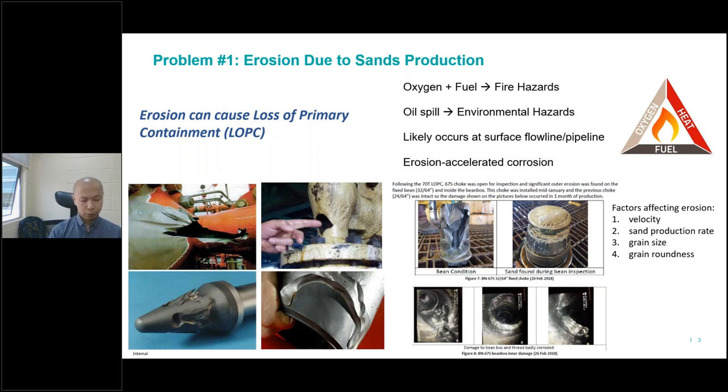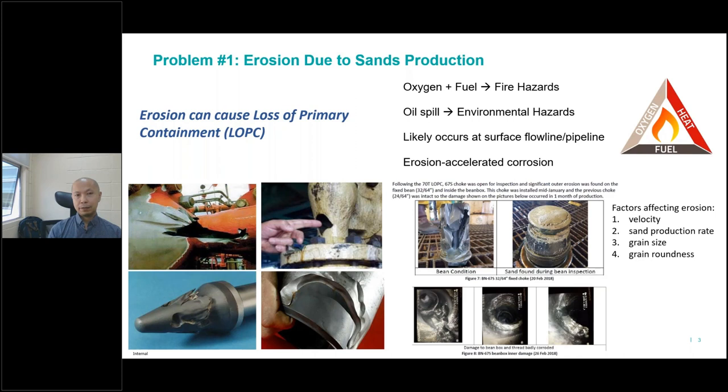One day, I received a report from the operation that one of the remote platforms was shut down. When we sent the operator to visit the platform, they found out that the pipeline was badly eroded. They found a hole at the elbow, the first elbow after the choke. It was a gas well. When they arrived at that location, the platform was full of gas cloud, basically hydrocarbon gas. So it was a near miss for us.